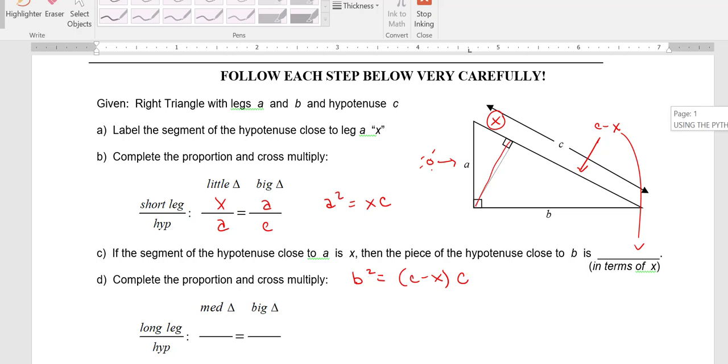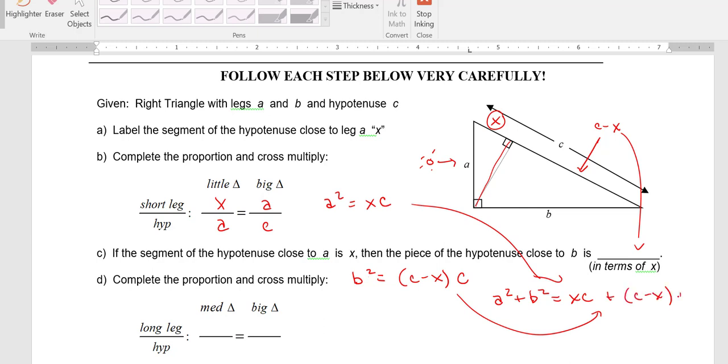Now, if I take those two sides, a squared plus b squared, it's going to be equal to xc, which is right here, plus c minus x times c. Now if I simplify this right side, I'm going to get xc plus, distribute this, c squared minus xc. Hopefully you can see that the xc's are going to cancel out here. And so you get a squared plus b squared equals c squared.